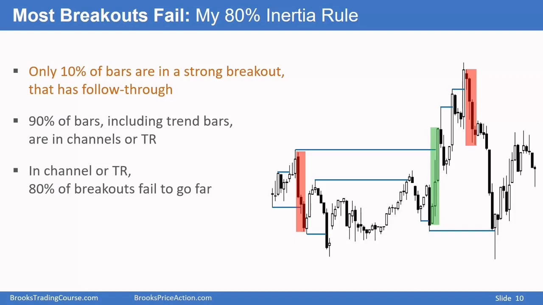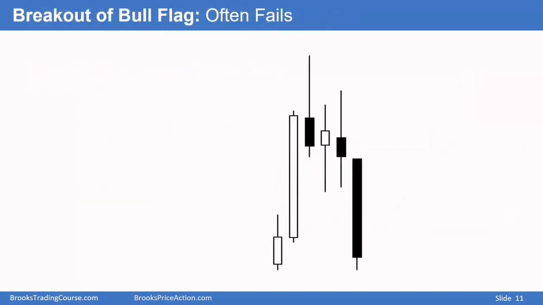When the market's in a channel or a trading range, 80% of the breakouts will fail to get very far. On this slide, we have a pair of pretty good bull bars, especially this bar, followed by a bear bar. And then we have a bull flag, a 1-bar pullback. You can call it a 2-bar pullback. We started the pullback here. This bar pulled back below that bar, so this is technically a pullback on this time frame.